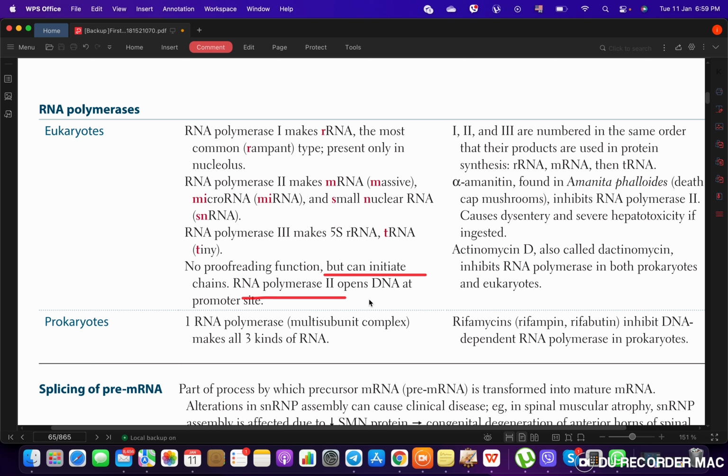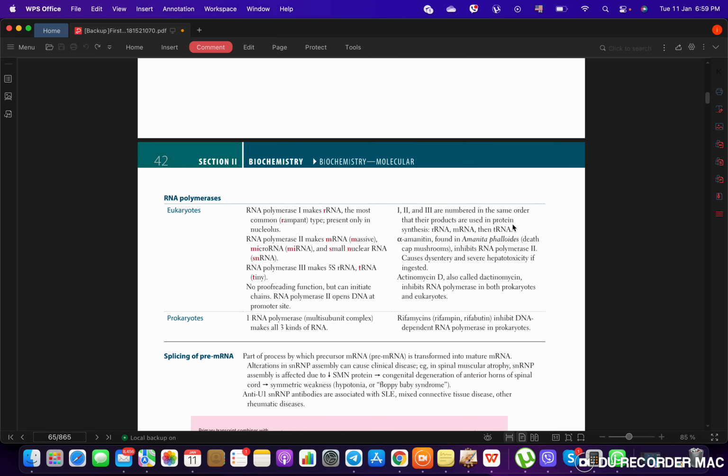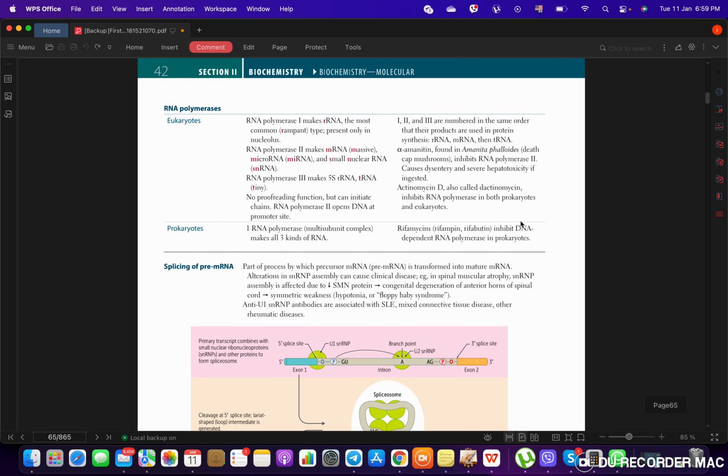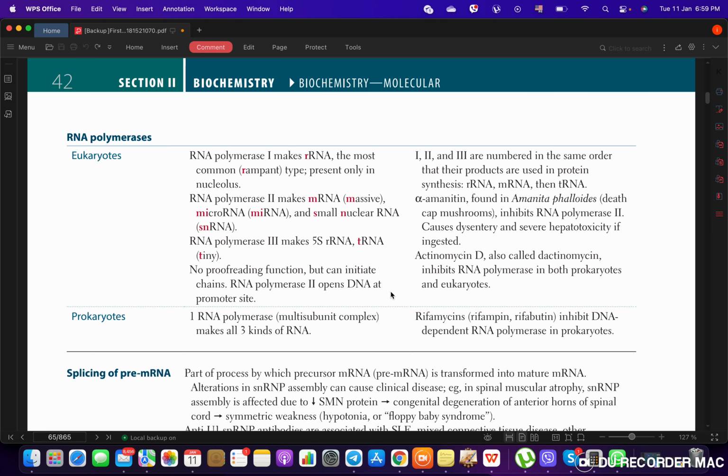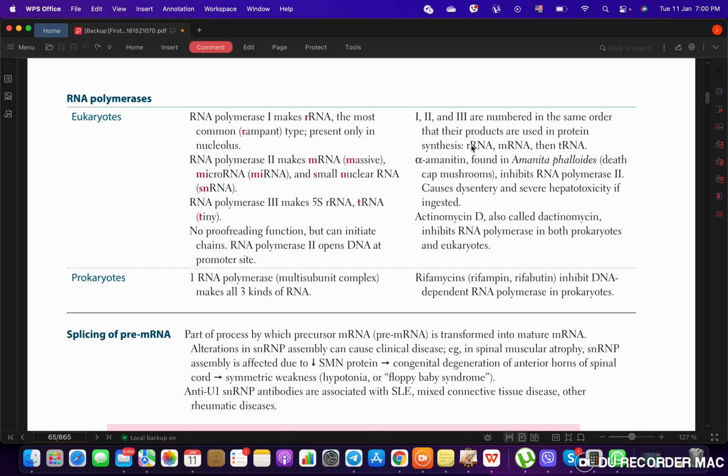RNA polymerase 2 opens DNA, at the promoter site. What is the promoter site? Does anybody remember what was the promoter site that the RNA polymerase 2 works at? Yep, the CAT or the TATA box. Absolutely correct. 1, 2, 3 are numbered in the same order that their products are used in protein synthesis.